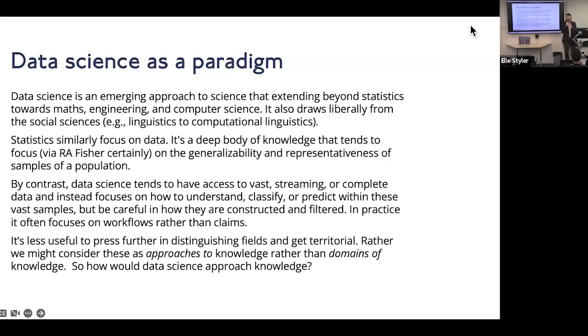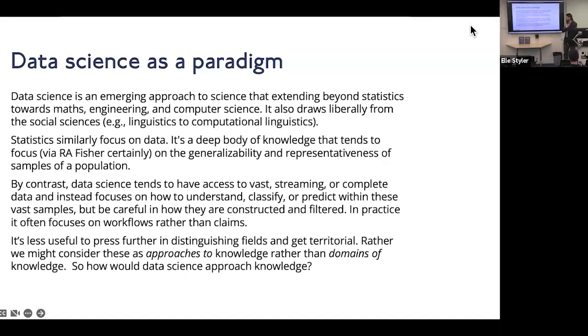Data science seems to have emerged in the last 20 years, perhaps, by virtue of our access to vast streaming or complete data. And so it instead focuses on how to understand, classify, or predict within these vast samples, but also to be careful in how they're constructed and filtered. In practice, however, it's less reflective and more about workflows rather than claims. How do we get in a bunch of data, process it in some way, and send it out to something else? But that's data science as a practice, not necessarily as a scientific practice.